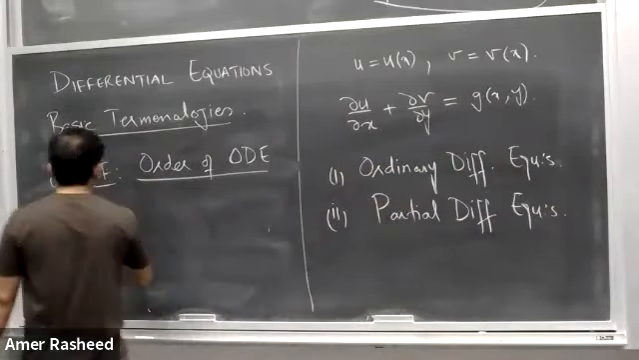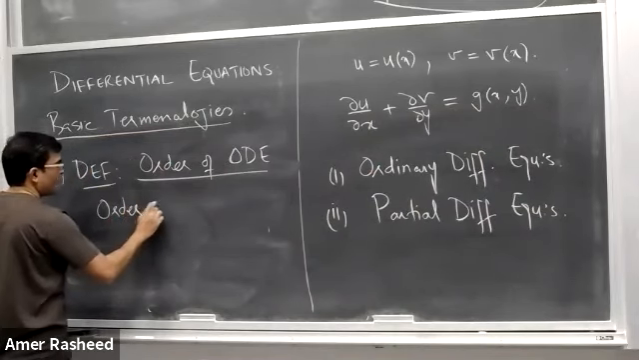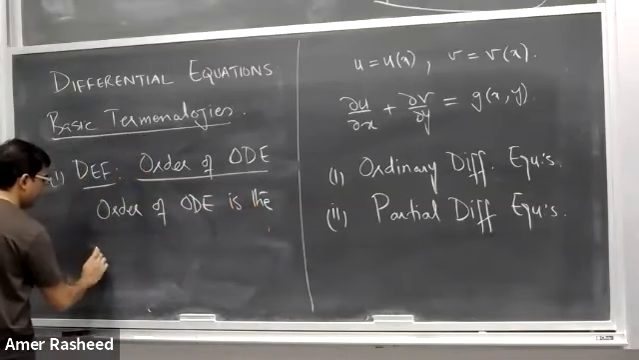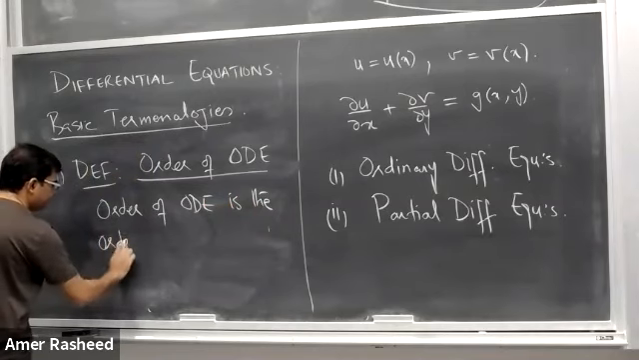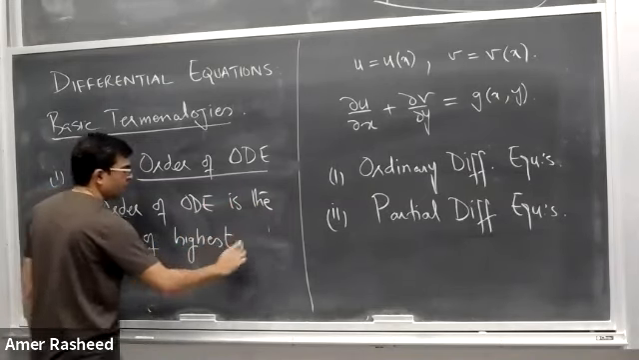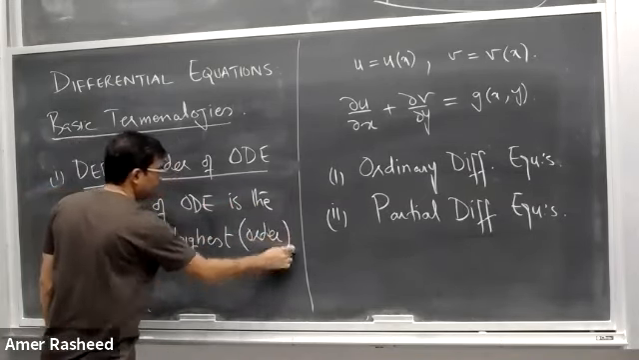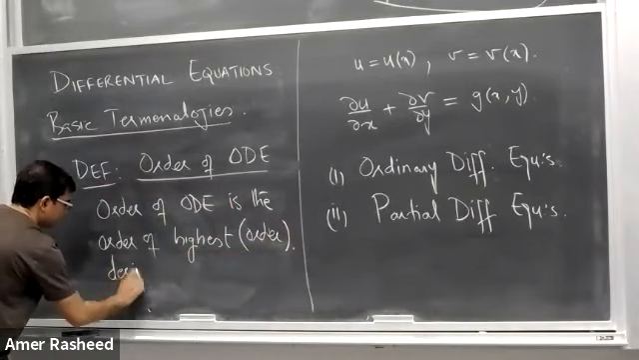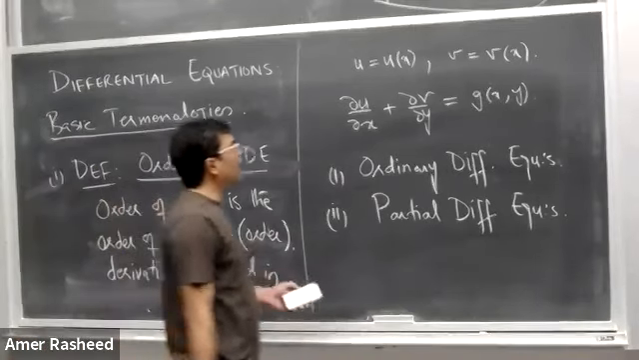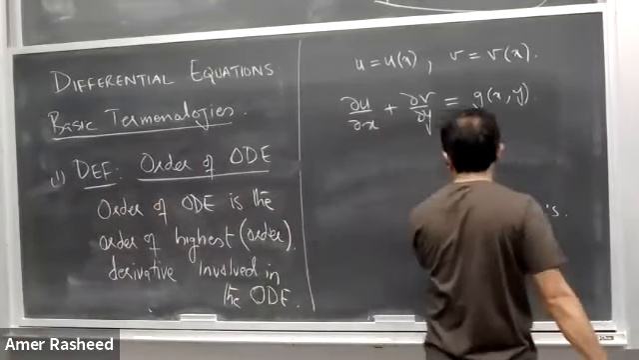So order of ODE is basically the order of the highest order derivative. Highest order derivative. सर, हाईएस्ट डिग्री जो है involved, क्या डिपेंडेंट वेरिएबल की highest डिग्री नहीं, ऑर्डर.